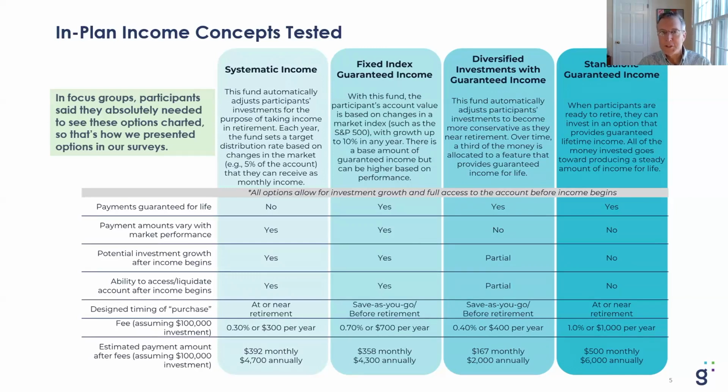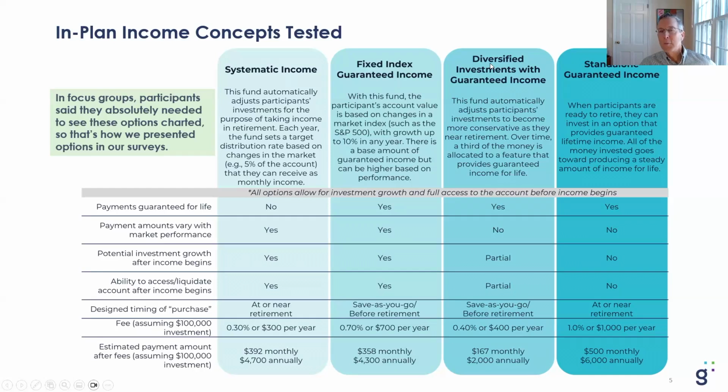So there were 4 options this year. There was one we called systematic income, which was kind of a new flavor of a systematic withdrawal, where this was actually a fund that makes the distributions rather than just an option where you can just have money sent to you. And then we had 3 options that had guaranteed lifetime income involved in them in some way. One was a fixed index guaranteed income option. That option is similar to how a guaranteed lifetime withdrawal option on a fixed index annuity might work.